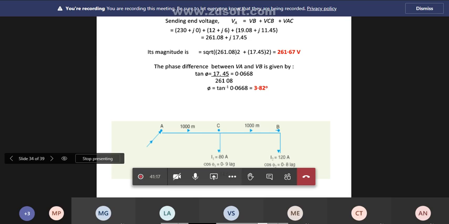Now what is the sending end voltage in magnitude? Square root of 261.08 squared plus 17.45 squared, that is 261.67 volts. Now the phase angle between VA and VB, the sending end voltage VA and VB, is nothing but tan inverse of imaginary part by real part. That value is 3.82 degrees, right? These two problems are very, very important.